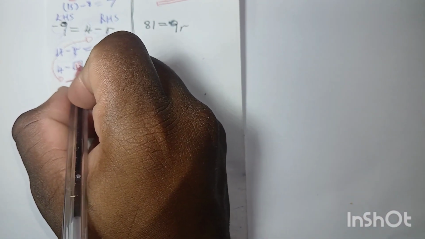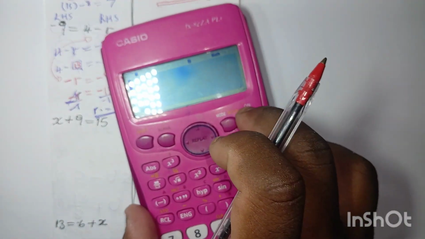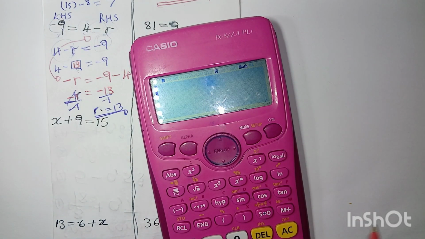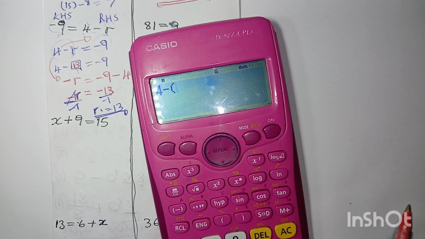Meaning, guys, if I substitute positive 13 here and press on my calculator, you'll find out that if I press this on the calculator, say 4 minus, open bracket, 13.